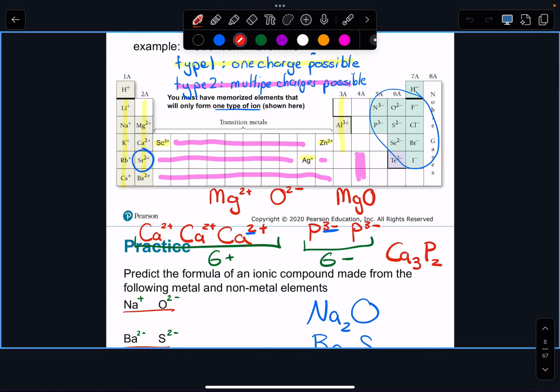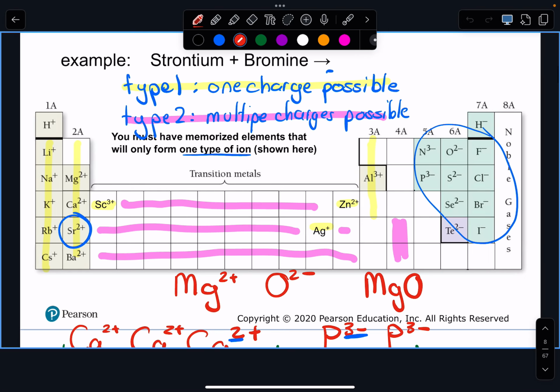Okay, in the video, I showed you this chart where I highlighted the type 1s in yellow. So it's mostly the main group elements, and it's based on their column. So if they're in the first column, it's +1. Second column, +2. Third column, +3. And then there's these 3 in the transition metals that are also type 1. So silver is +1, zinc is +2, and scandium is +3. You just have to memorize those.